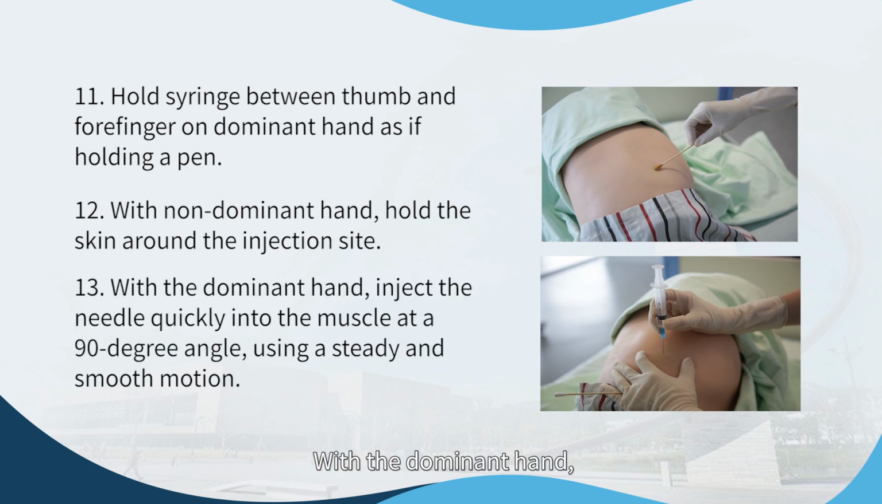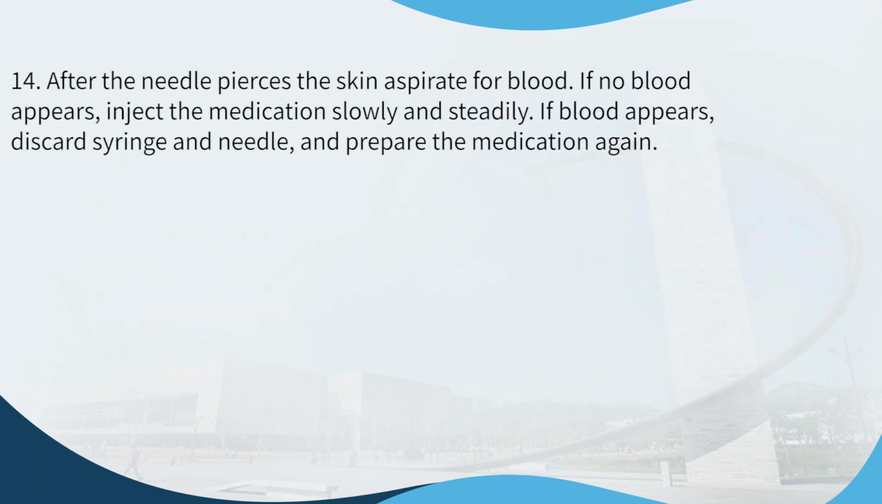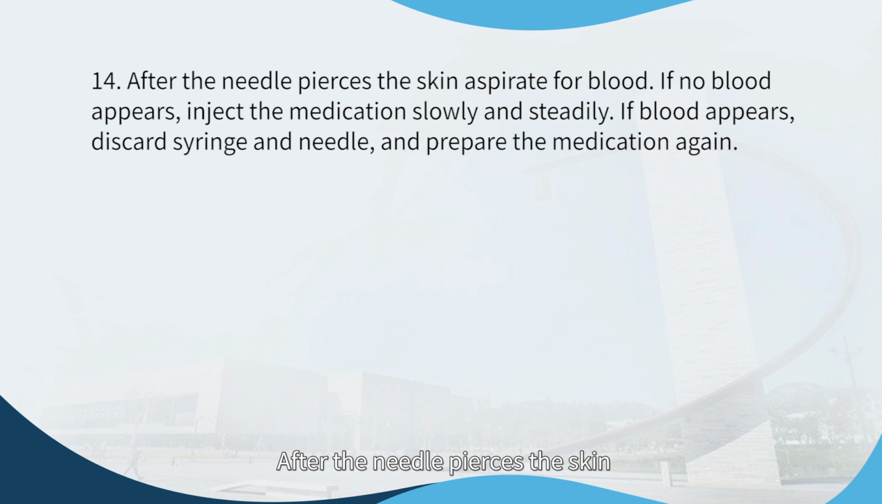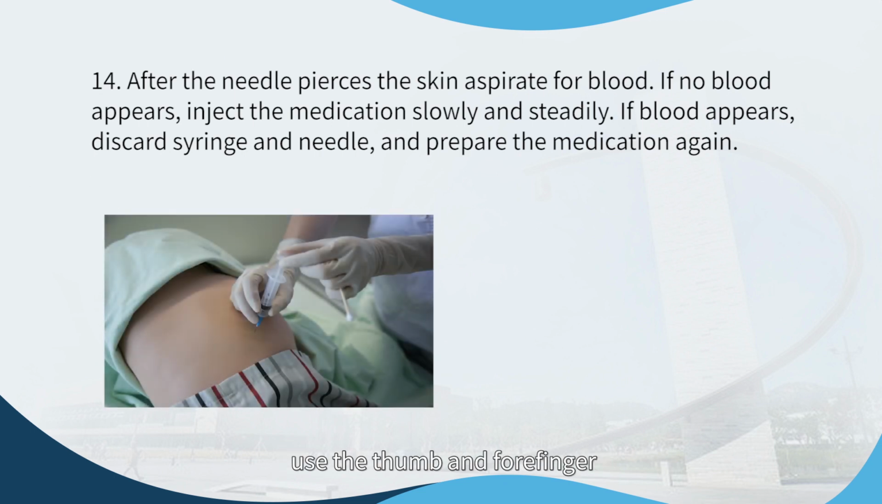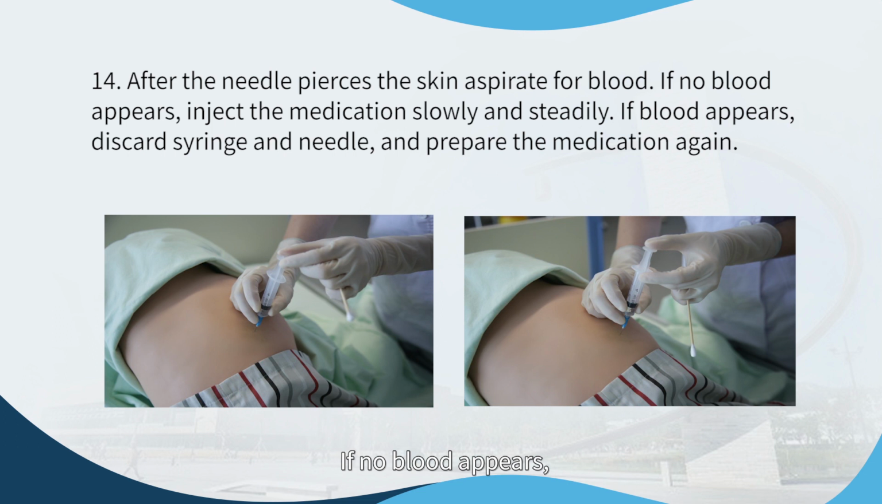With the dominant hand, inject the needle quickly into the muscle at a 90-degree angle using a steady and smooth motion. After the needle pierces the skin, use the thumb and forefinger of the non-dominant hand to hold the syringe. Aspirate for blood. If no blood appears, inject the medication slowly and steadily. If blood appears, discard the syringe and needle and prepare the medication again.